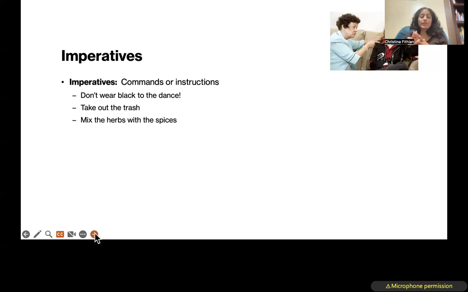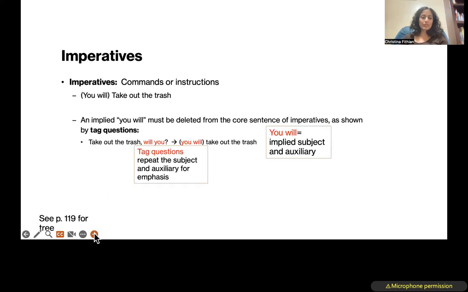Okay, so imperatives. These are commands or instructions, right? So you just imagine a mother telling her teenage daughter what to do or what not to do. These are imperatives. So once again, if she instructs her and says, don't wear black to the dance, that's an imperative. Take out the trash. Or if you're looking at a recipe, mix the herbs with the spices. So commands and instructions.